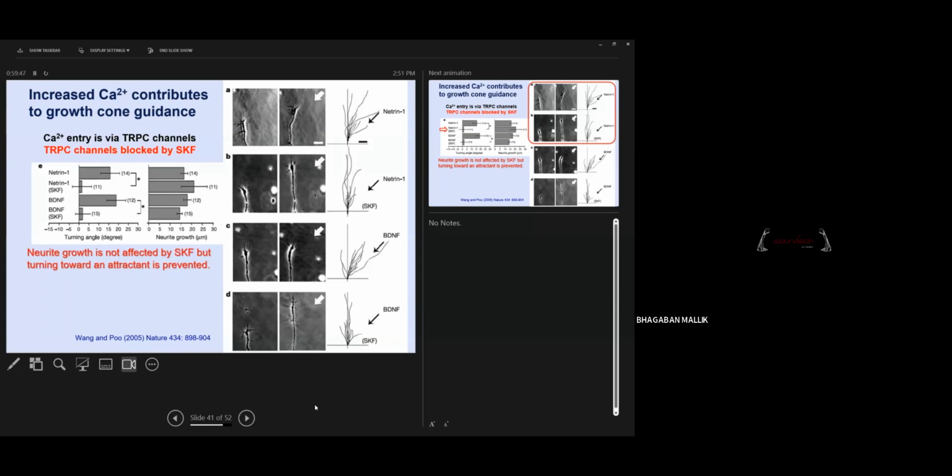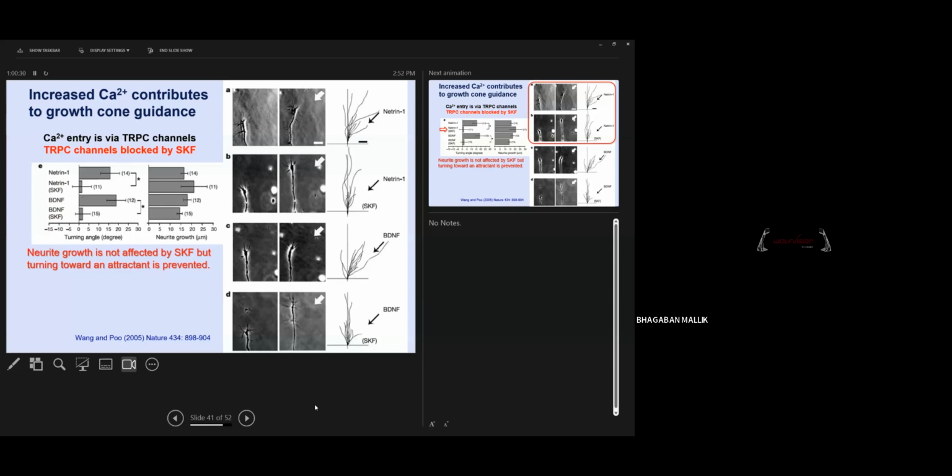So here you have this control. With netrin-1, you can see that they are growing nicely, projecting to different regions. But when they treated with SKF, you have loss of calcium. You don't have a local increase in calcium concentration because you block the TRP channel with this drug. Then you can see that the overall growth is fine, but the turning angle is affected. Here they are turning nicely, here they are not turning. That means they are not projecting to where they are supposed to project. So the neurite growth is not affected by SKF, but the turning towards the attractant is prevented. That means the local increase in calcium concentration is required for axon guidance.